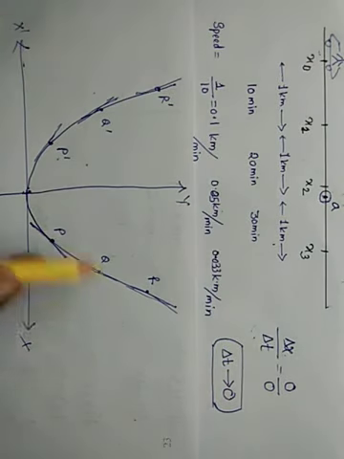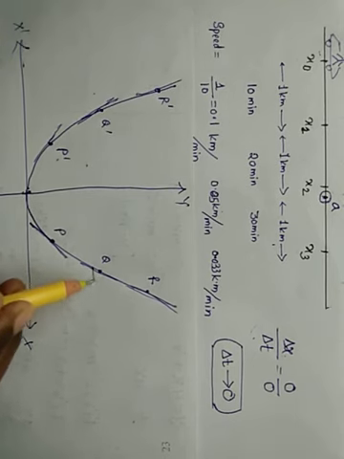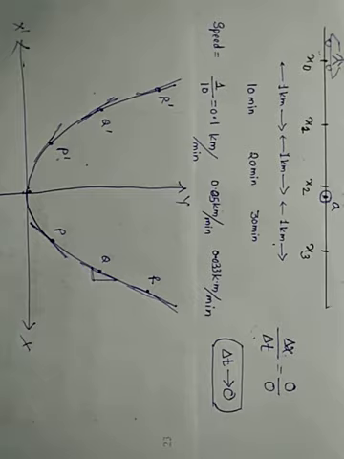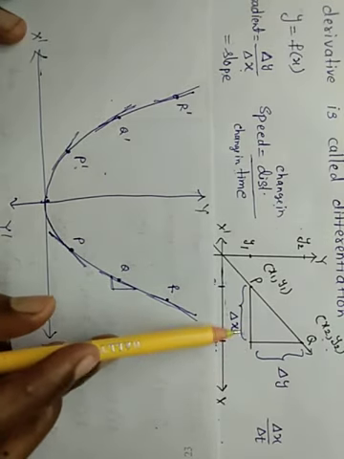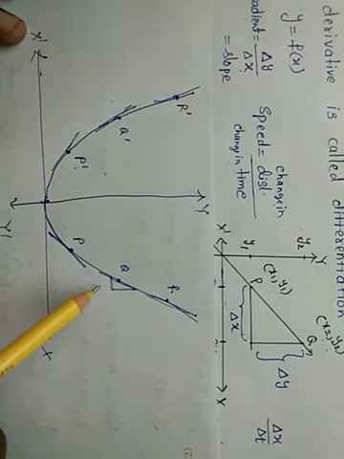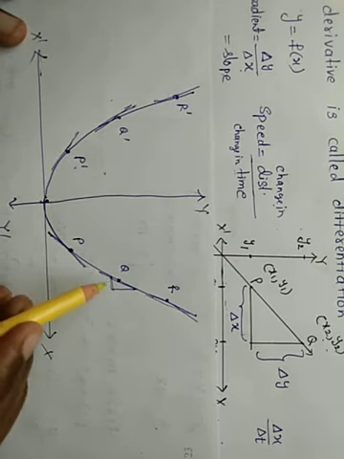Okay, you will get a different tangent here, and you can find in the same manner delta y by delta x over here. And after applying the limit delta x tends to 0, you will get the derivative. That is the rate of change of y with respect to x. So here you will get the rate of change of y with respect to x.